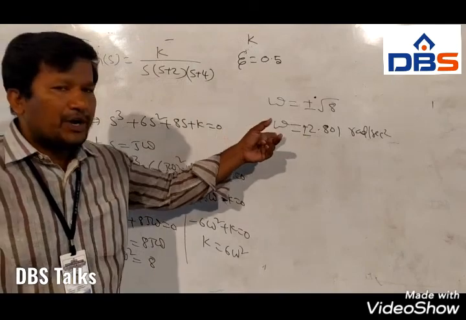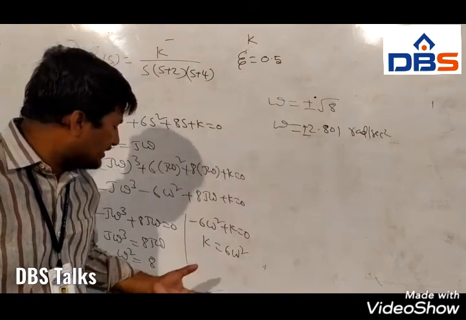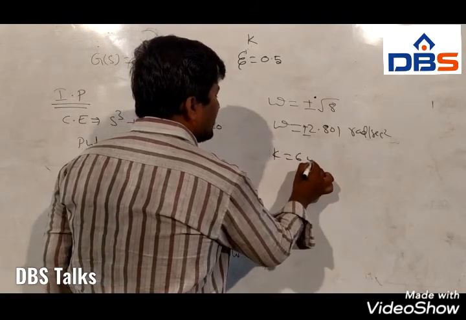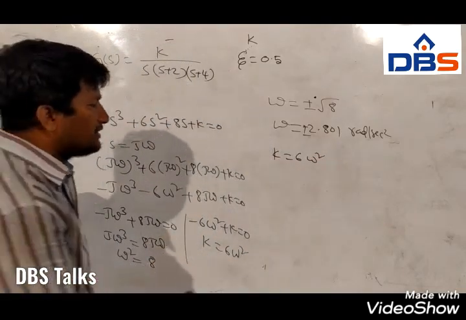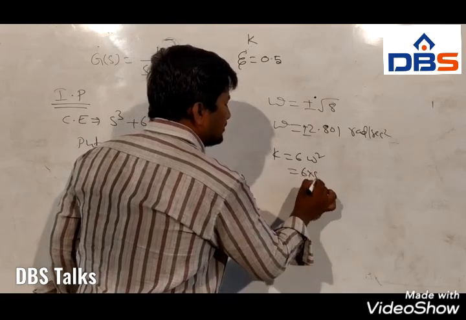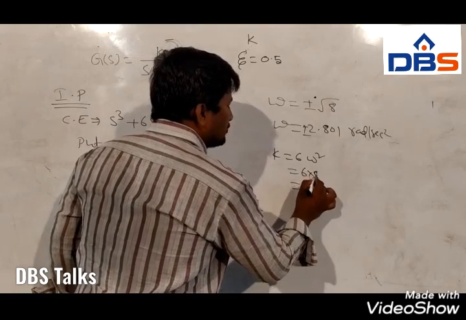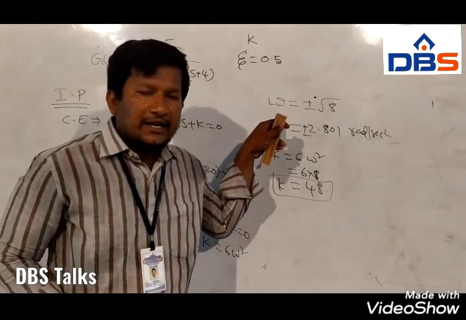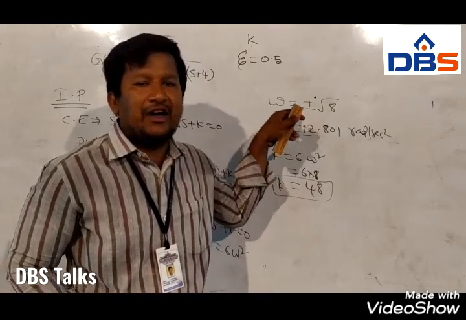The intersection point on the imaginary axis is valid only when the K value is positive. Already we know that K is equal to 6 omega square, but omega square is 8, so that is 8 into 6, that is 48. So this is a positive value. K value is positive, that's why this intersection point with the imaginary axis is valid.